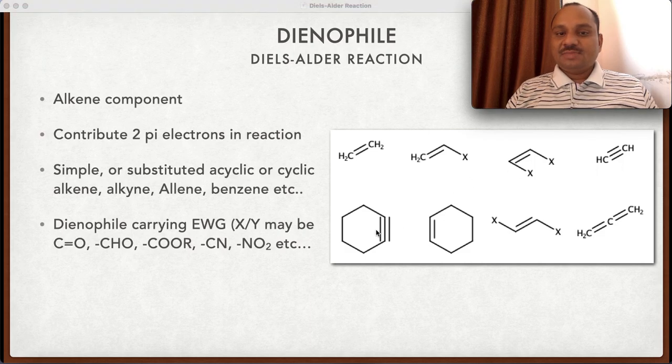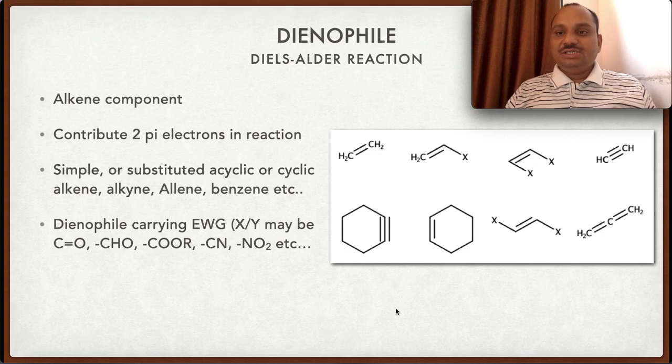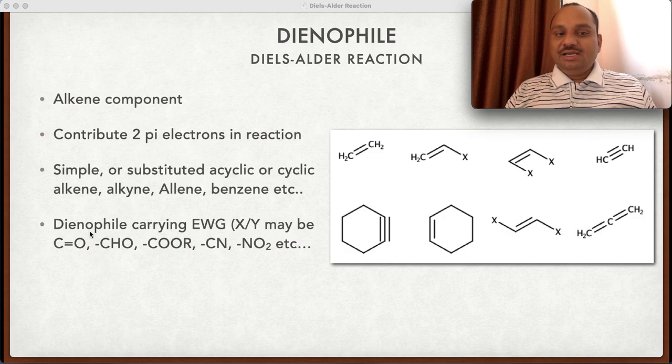It may be cyclic, like this one, or it may be a substituted acyclic, it may be an allene, or it may be benzene. If we want the reaction carried out at normal temperature, then the dienophile should carry an electron withdrawing group. The substituents X, Y may be a carbonyl group, aldehyde, ester, cyano or nitro group. These are electron withdrawing groups. If attached to the dienophile, they favor the reaction at low temperature.